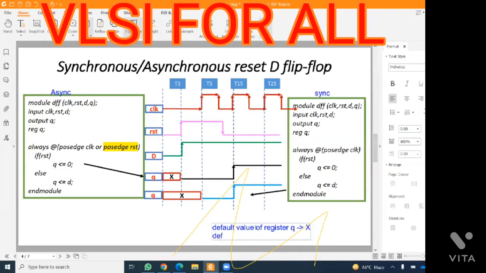Now, what is the default value of a wire? Sir, Z. Z, sir. Z.